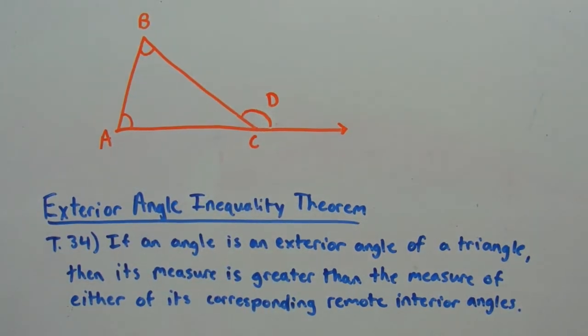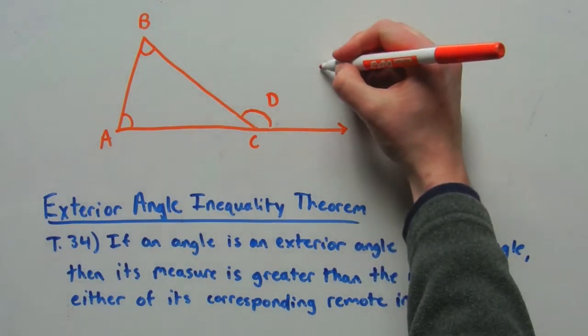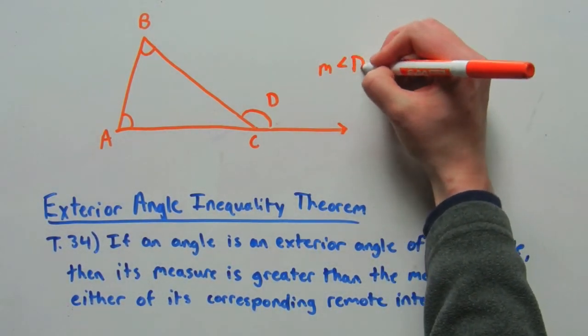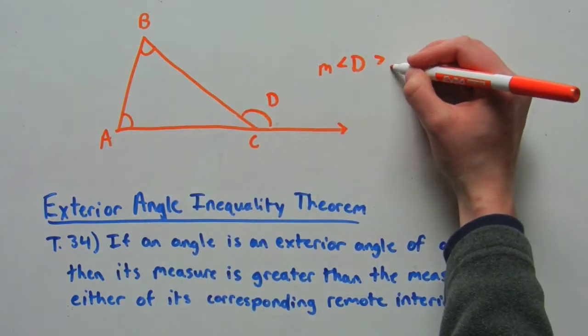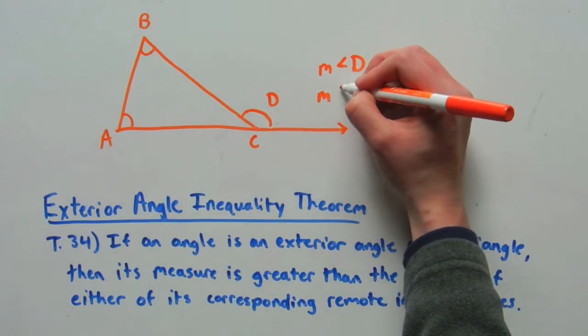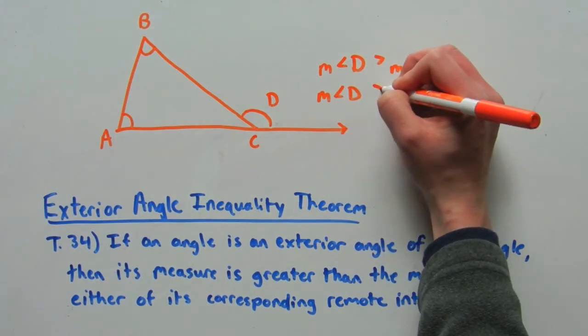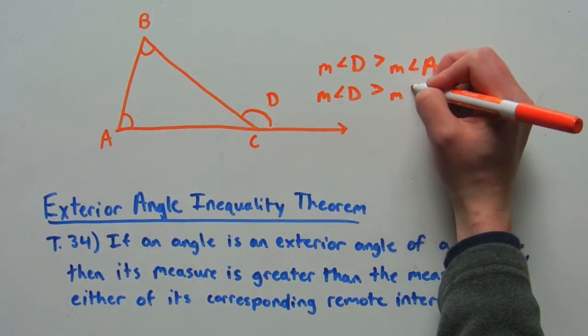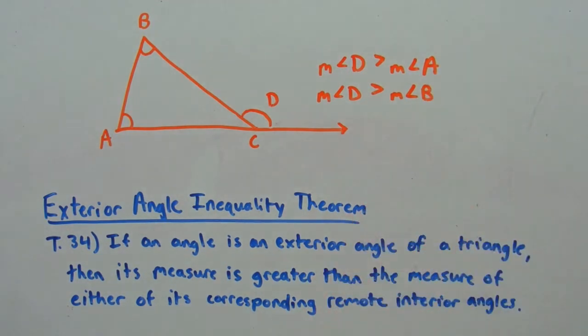Well, what this theorem is saying, if an angle is an exterior angle of a triangle, so we have that angle D as exterior, then its measure is greater than the measure of either of its corresponding remote interior angles. So, the measure of angle D is greater than the measure of angle A, and the measure of angle D is greater than the measure of angle B. And that's what this theorem is stating.